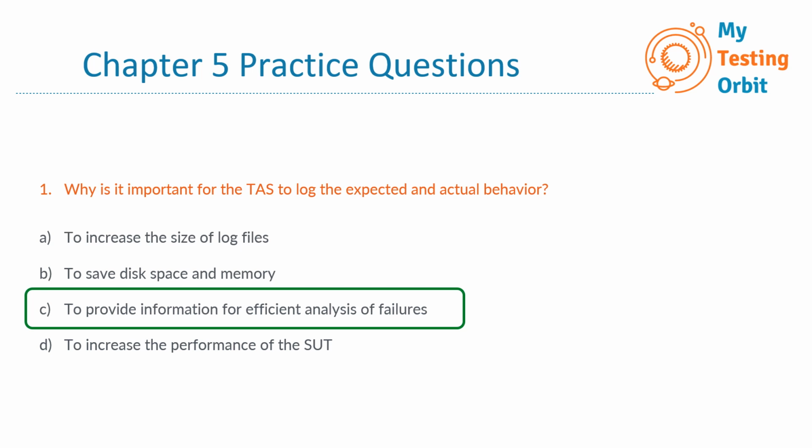Then we have option B, to save disk space and memory. This option is incorrect because logging expected and actual behavior is not primarily done to save disk space and memory. While efficient logging practices can help manage resource usage, the primary goal is to aid in the analysis of test results and identify issues. Then we have option D.